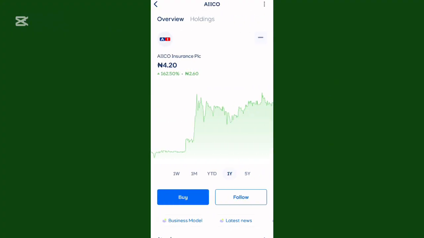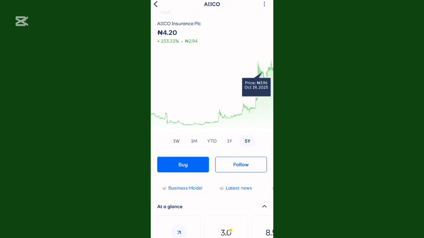So now you have ICO. You also have this feature that we saw on the Bamboo app. 1 week it was up 1.45%. 1 month it was down. Year to date, that's from January to this day. A year ago, this is how much the stock price has done. 5 years, you can see the stock track record here.